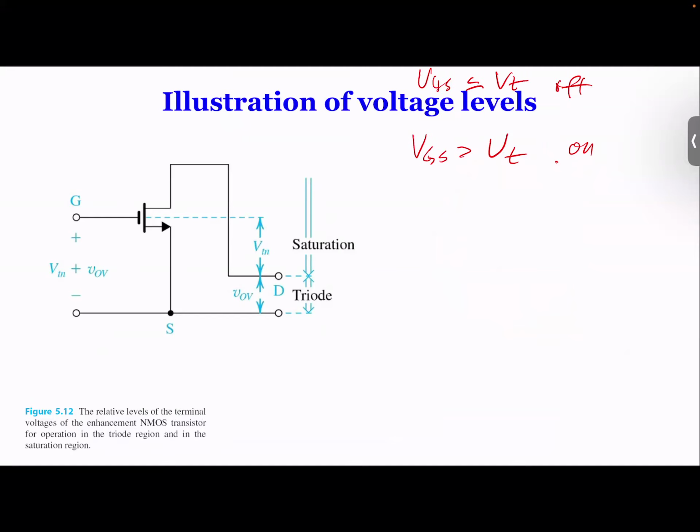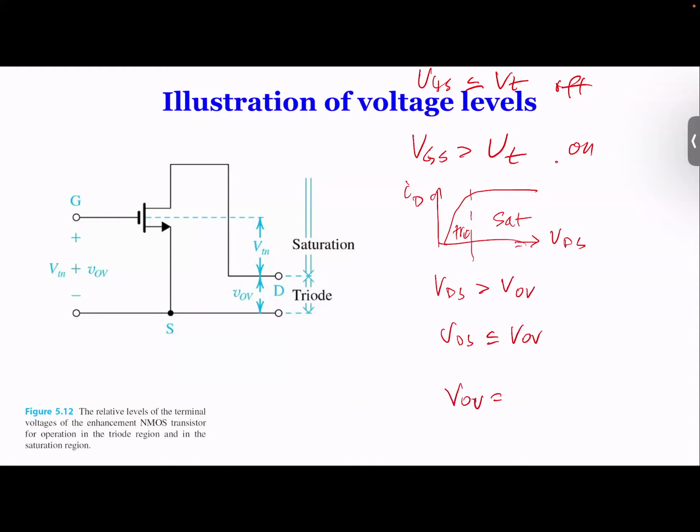Remember this curve like this, and we have this one, and here we call it the saturation region, and here we call it the triode region. So what determines that? This is the current ID, and this is the voltage VDS. So that's determined by VDS. If VDS is larger than VOV, or if VDS is less than VOV, there are two conditions, and VOV is defined as the overdrive voltage, which is VGS minus VT.